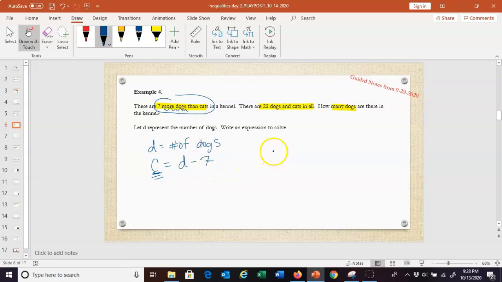Let's look at this now. There are 23 total. So I'm going to take dogs, that's D, plus cats, well, cats is D minus 7, equals 23. So we're just adding them all together. We represented cats as D minus 7.